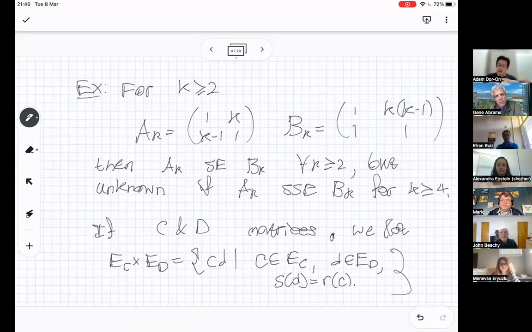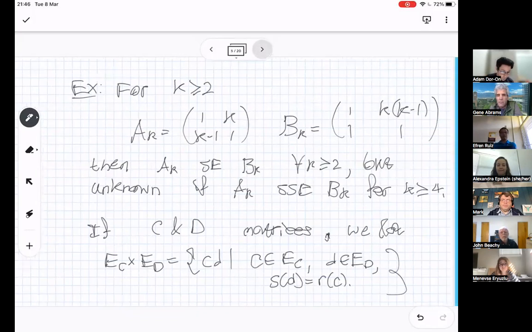So you can imagine that you have a pair of graphs, and I allow myself to walk in one graph and then only walk in the other graph. These are the only words that I'm allowing here.